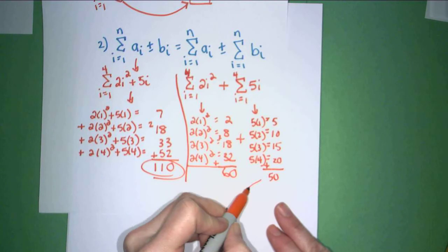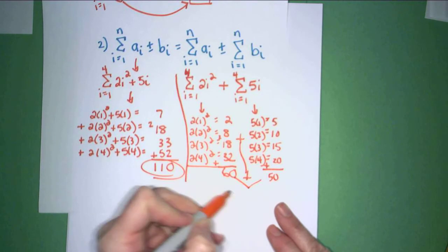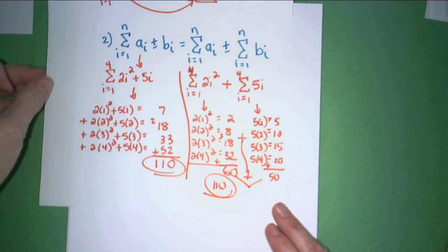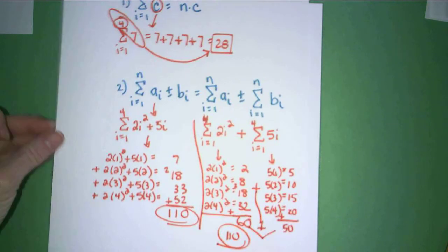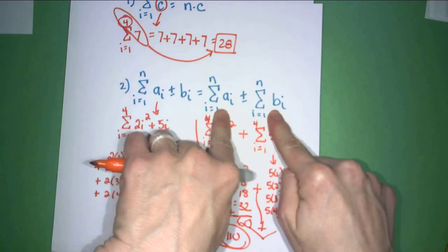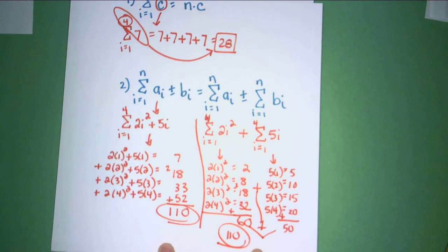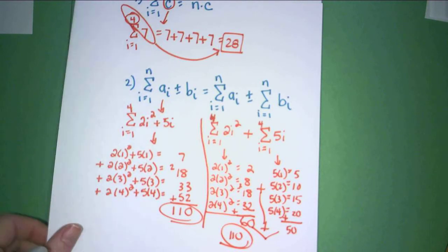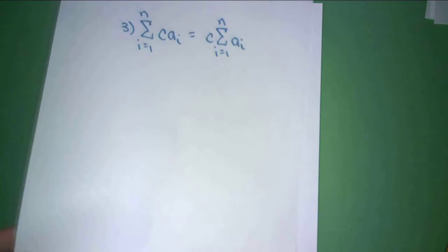And now, when I add these, I get that 110. So again, it's just showing you that whether you write the summation together or separately, you're going to get the same result of 110 in the end. And the minus works the same way. Okay, last but not least is this formula right here, pretty simple.